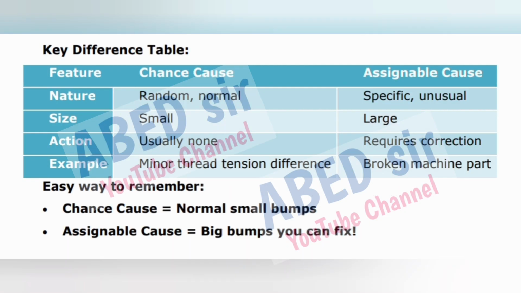Key difference table. Feature: chance cause, assignable cause. Nature: random, normal; specific, unusual. Size: small; large. Action: usually none; requires correction. Example: minor thread tension difference; broken machine part. Easy way to remember: chance cause equals normal small bumps. Assignable cause equals big bumps you can fix.